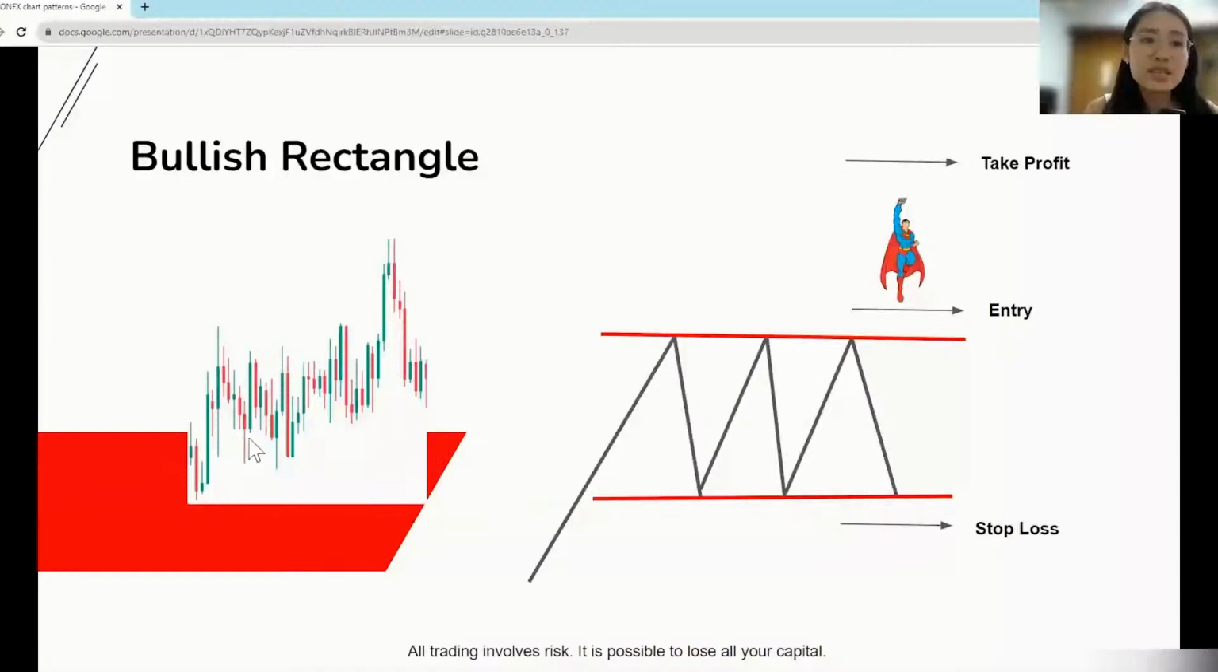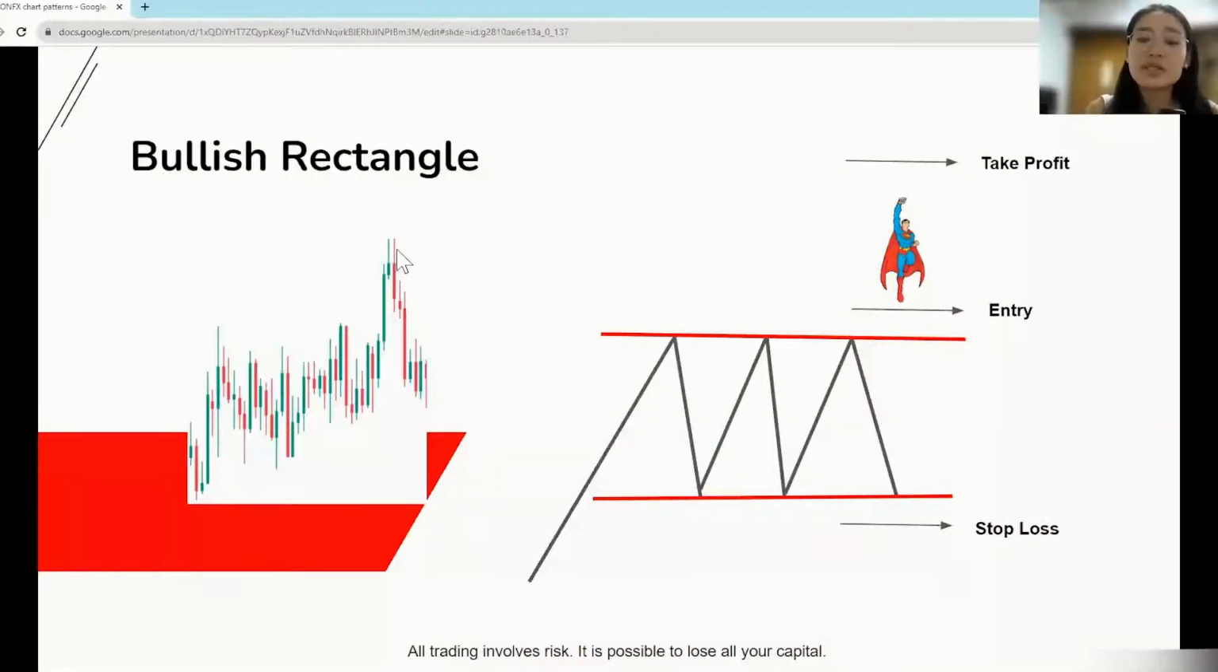So if you connect this area here, it's pretty easy to spot. It's just about the same length of candlesticks and wicks. So our entry would be the upper boundary, and our stop loss would be the lower boundary. And then we're expecting price to break out of this consolidated area, break out of it, and hit our take profit. Okay, so that's for a bullish rectangle.